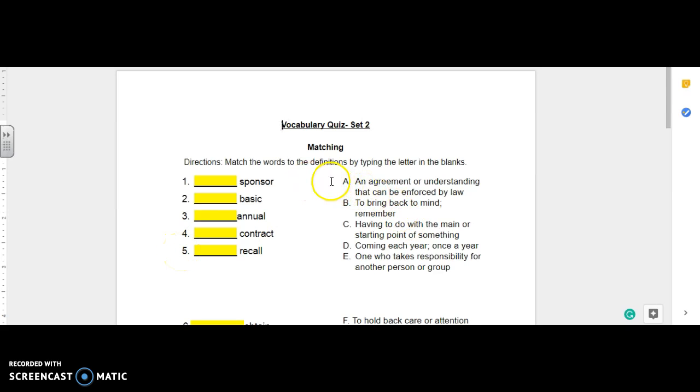A. An agreement or understanding that can be enforced by law. B. To bring back to mind. To remember. C. Having to do with the main or starting point of something. D. Coming each year, once a year. E. One who takes responsibility for another person or group.